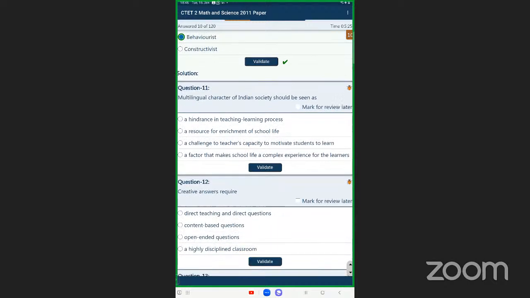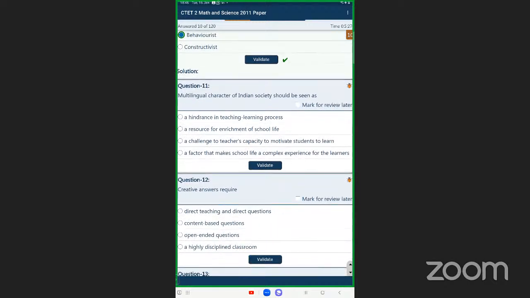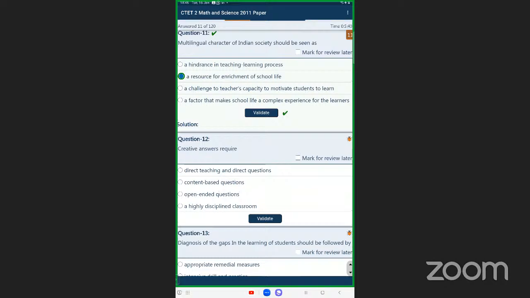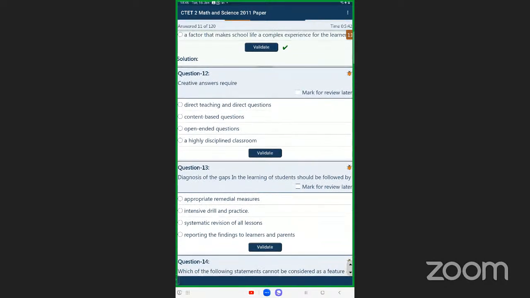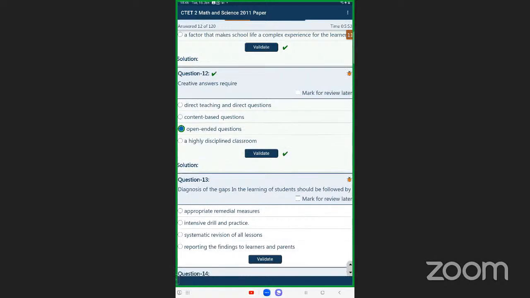Next one, the multilingual character of Indian society should be seen as a what? A resource for enrichment of school life. Next, creative answers required. What creative answer is required? It requires open-ended questions.